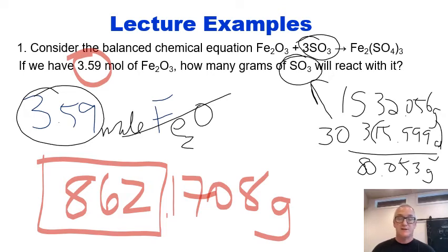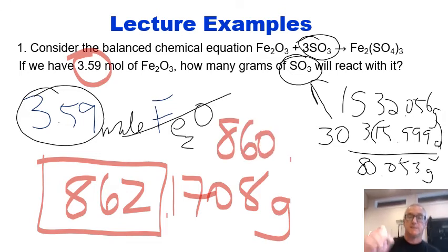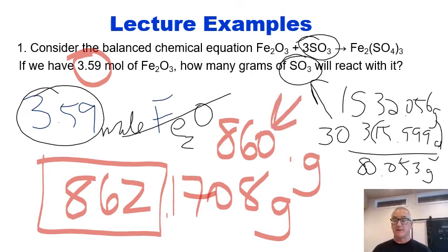Not 862 decimal. That's not necessary because 8 and 6 and 2 are all non-zero, so I wouldn't have to. If the answer was 860, my final answer would be 860 decimal grams to indicate that this 0 is a significant digit, okay?